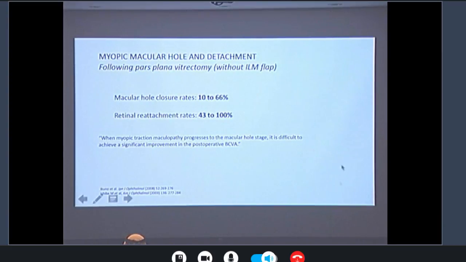And the reattachment rates are also very spread, between 43 and 100%. Some studies report 100% anatomic reattachment, but this is a reattachment. Sometimes it doesn't mean that the hole is closed. It means the retina is attached, but in these cases you can have a reattachment of the retina while the macular hole stays open.